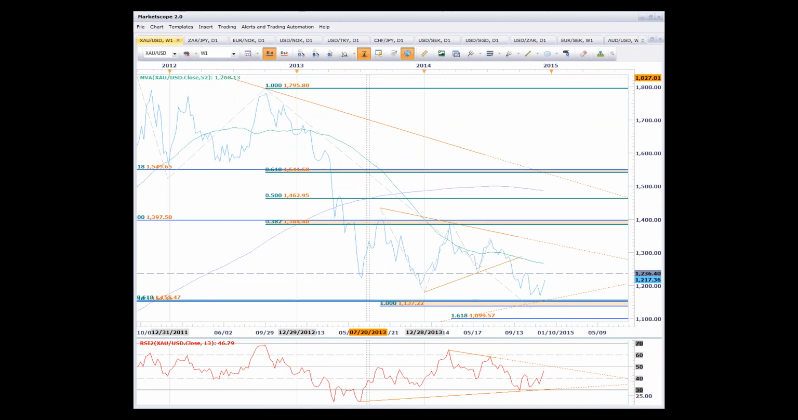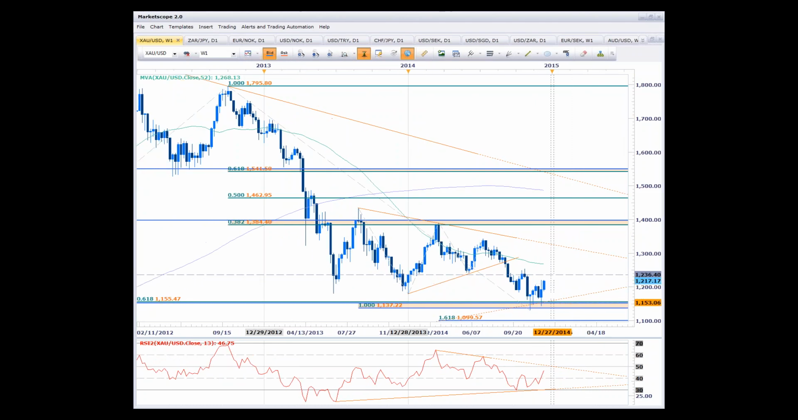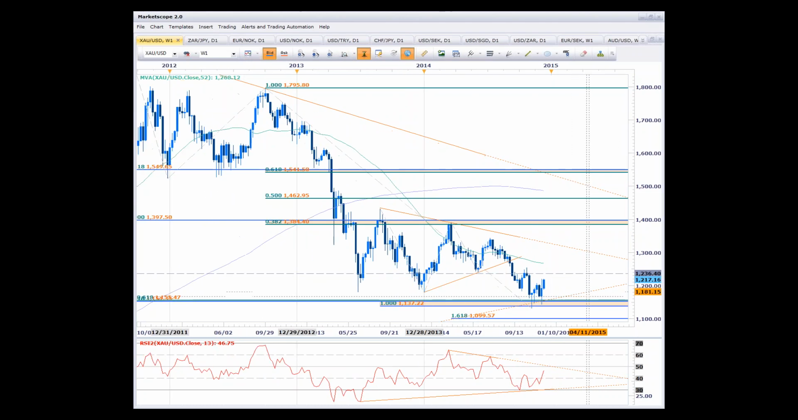So, again, it's my humble opinion, but I think, heading into the start of 2015, gold might have some legs behind it. Okay? This is the weekly chart. Here's what the daily looks like.